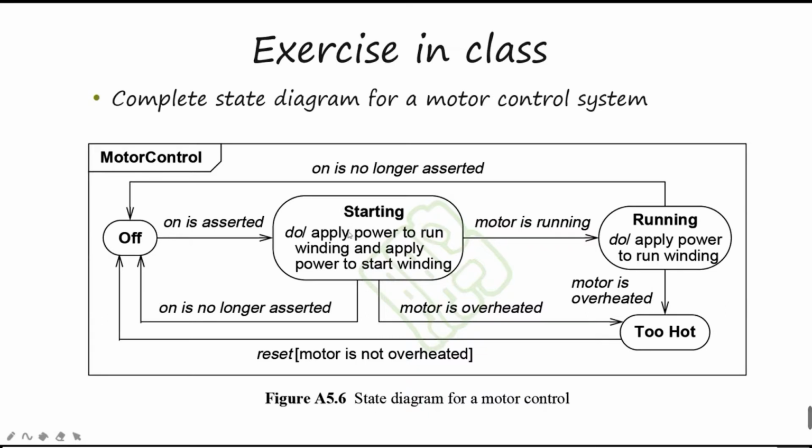But in the starting state, if on is no longer asserted, it means when you are starting and you press on again, the on is not asserted, so it will go to off. And in the starting state, if motor is overheated, it will also go to the too hot state. Okay, this is very easy to understand for this state diagram. It is a state diagram for this motor control system for controlling the motors.